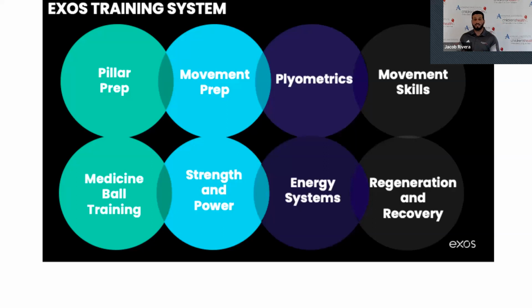And then the second tier to that is I need to build the engine for this athlete. I need to build the power, the speed, the stamina, the explosiveness in order to allow this athlete to have performance enhancement.